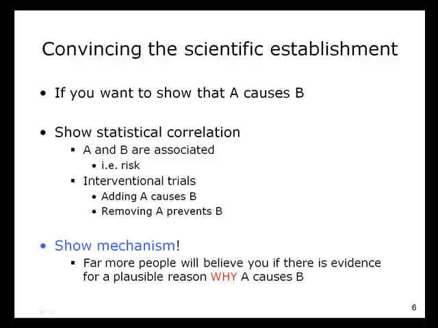If you want to show that A causes B, so let's say for argument's sake that A is a high lipid diet and B is cardiovascular disease. If you want to show that A causes B, the first thing you would likely do is show that there's a statistical association, so that you show that A and B are associated, and that shows that there's a risk factor. So what you're showing is that high lipid diet is associated in populations who have high cardiovascular disease.